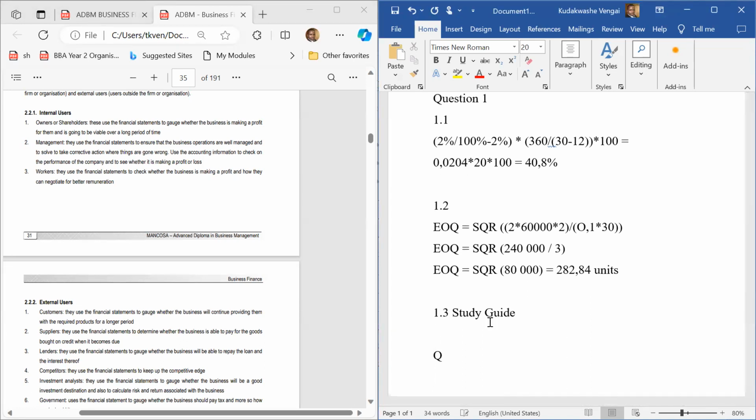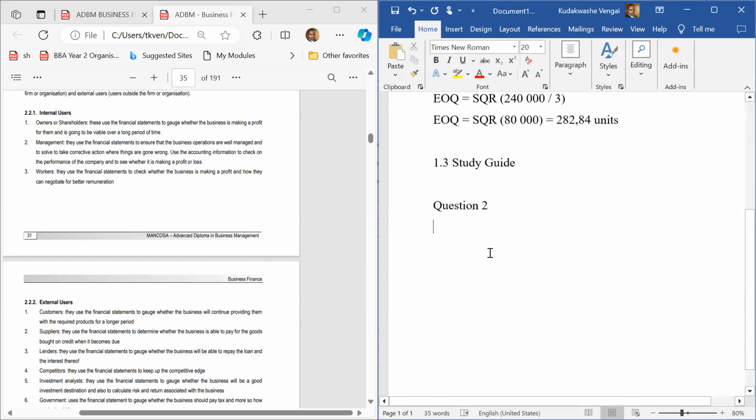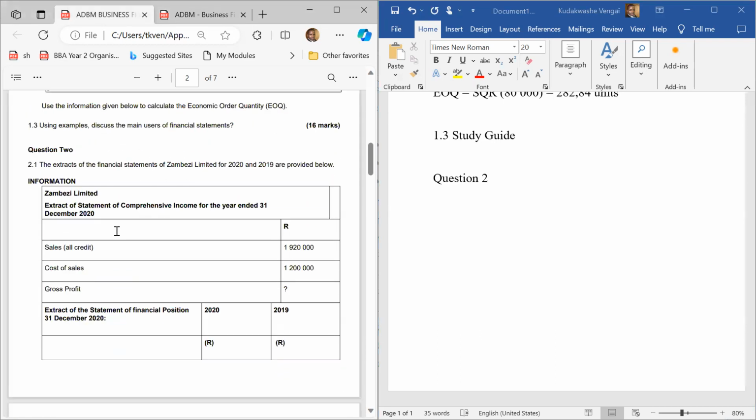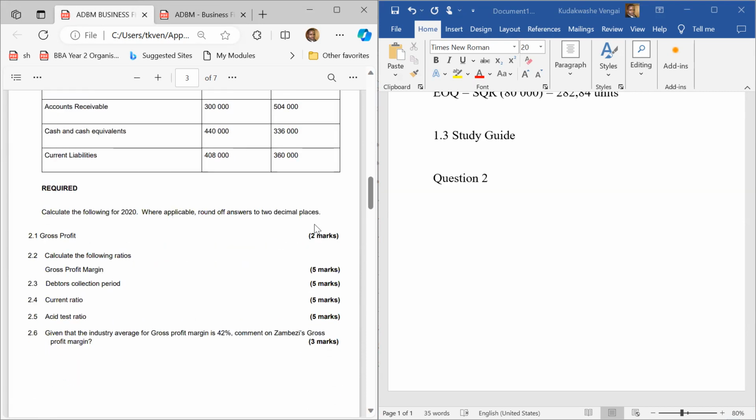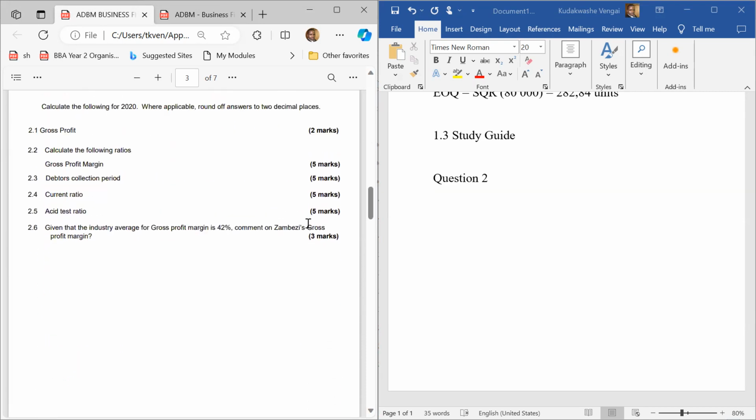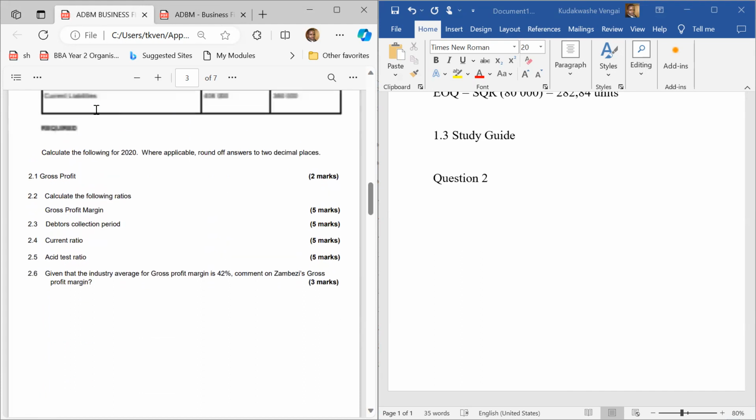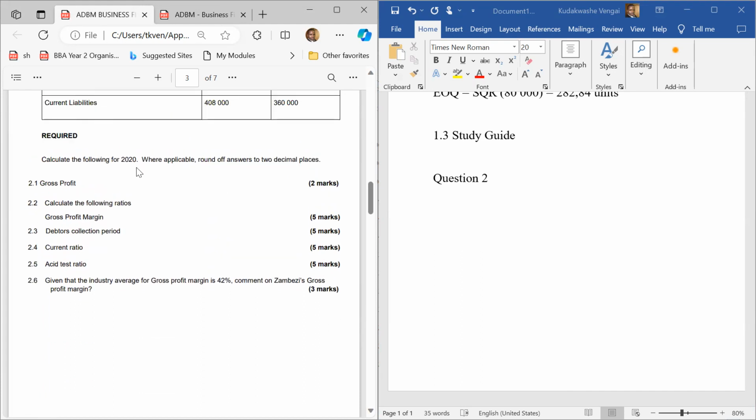So question 2. Let's see, question 2, what does it say? Now, the extract of the financial statements of Zambezi Limited for 2020 and 2019, and we've got them here. All right, we're supposed to do ratios. Oh, this one was straightforward. So what are we doing? Calculate the following, and where applicable round to 2 decimal places. So we're supposed to calculate the ratios for 2020. It doesn't say explain the ratios, it just says calculate.